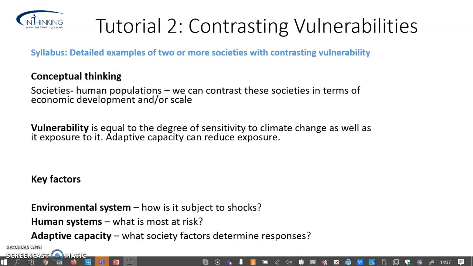this conceptually? By societies, we mean human populations. And we could probably develop this around contrasting these societies in terms of perhaps their economic development or perhaps their regional location. But a really good concept here is to be thinking about scale. Could we look at things from a national perspective? Could we change that scale to the regional and local? And so that's what I've tried to do in the three examples which we'll use.